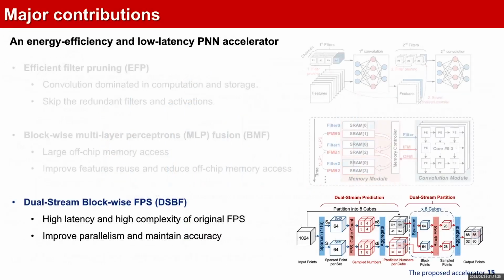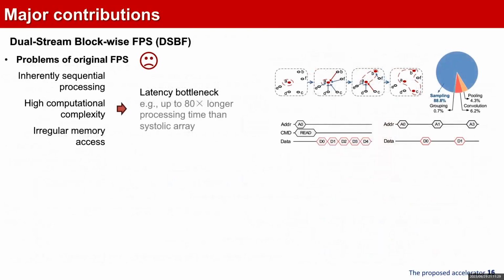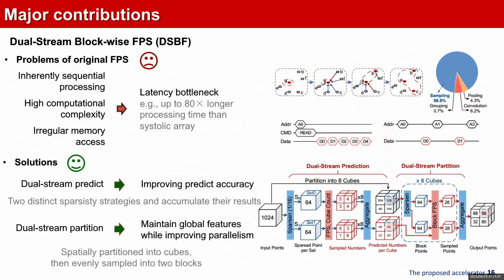Now, the next section is the downstream blockwise FPS method. The original FPS processing is sequential with a high computational complexity, making it the latency bottleneck, and the irregular memory access of FPS worsens the latency. We propose a downstream blockwise FPS to solve the problems. There are two steps in DSBF: downstream prediction and downstream partition.